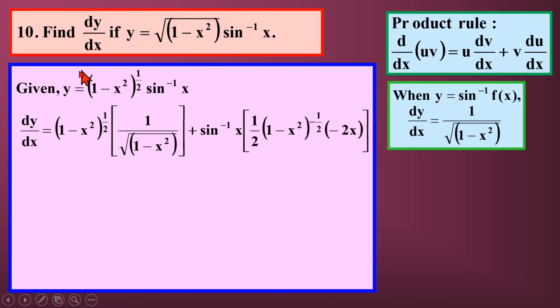What will happen is I copy my u, then I differentiate my v, which is inverse sine. So I will use the formula 1 over square root 1 minus x squared, copy all of them here, plus copying the v, so I have sine inverse x, and for u, when I differentiate my u, I will need to use the composite function formula.